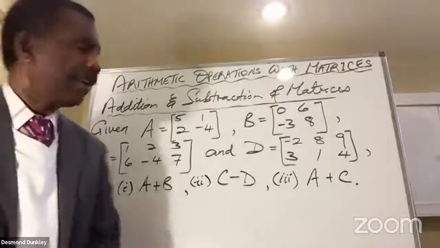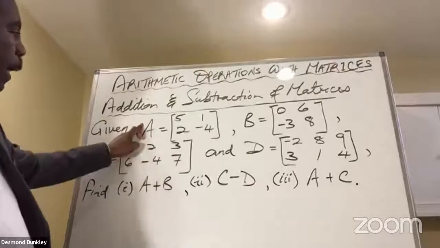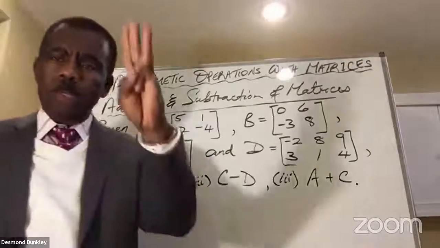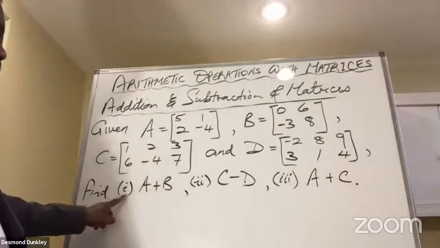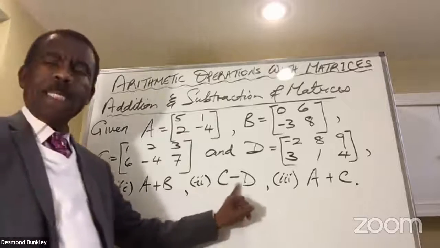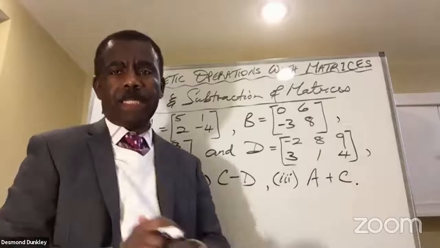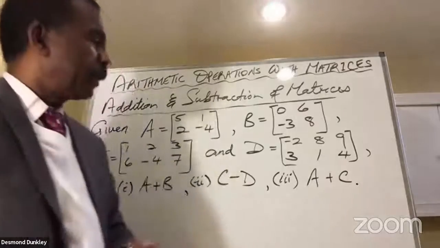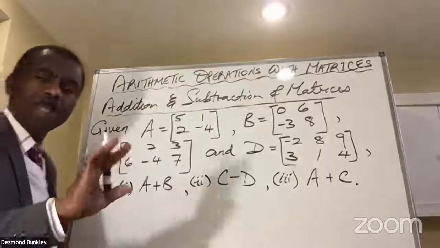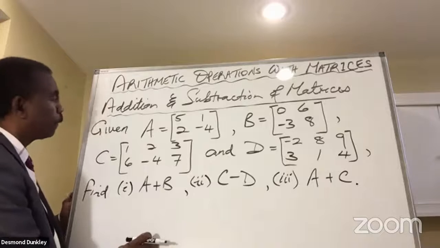So here we are. I gave us 4 different matrices, A, B, C, and D. And there are 3 questions. 1, find the sum of A plus B. Find the difference between C and D. And then find the sum of A and C. Okay? So we'll do A plus B to start. And I'm going to be lazy. I'm going to go ahead and just write the result right below.